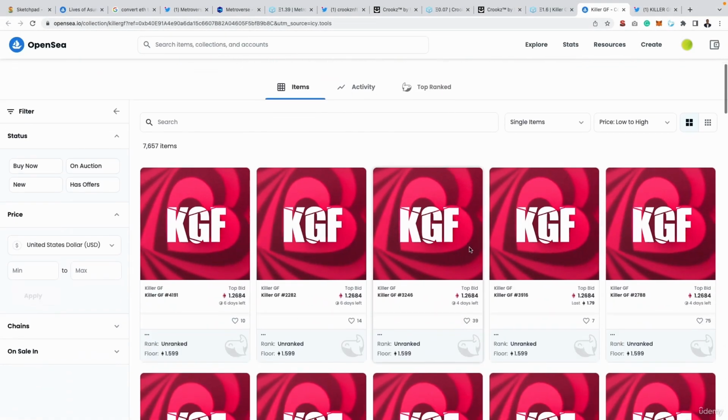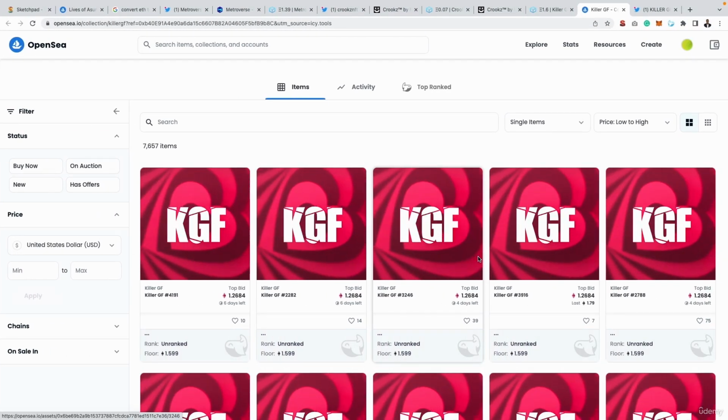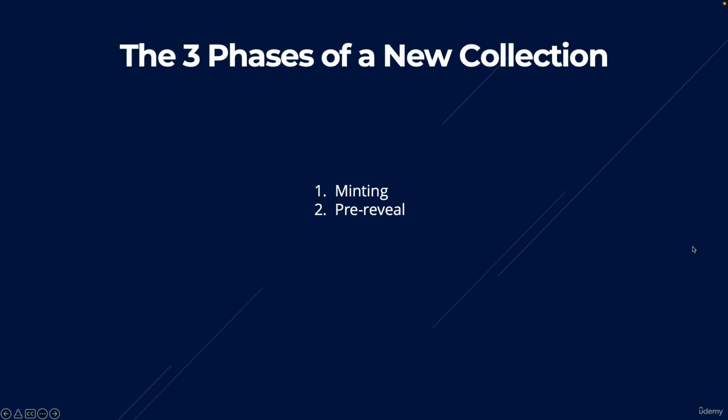So this is what we call pre-reveal. So you can actually buy NFTs and trade them when they're in the pre-reveal stage. So that is the second stage of a collection, pre-reveal. The third and the final stage of a new collection is going to be post-reveal. So that is when the metadata for that NFT is going to populate and you can see exactly what your NFT is going to look like.